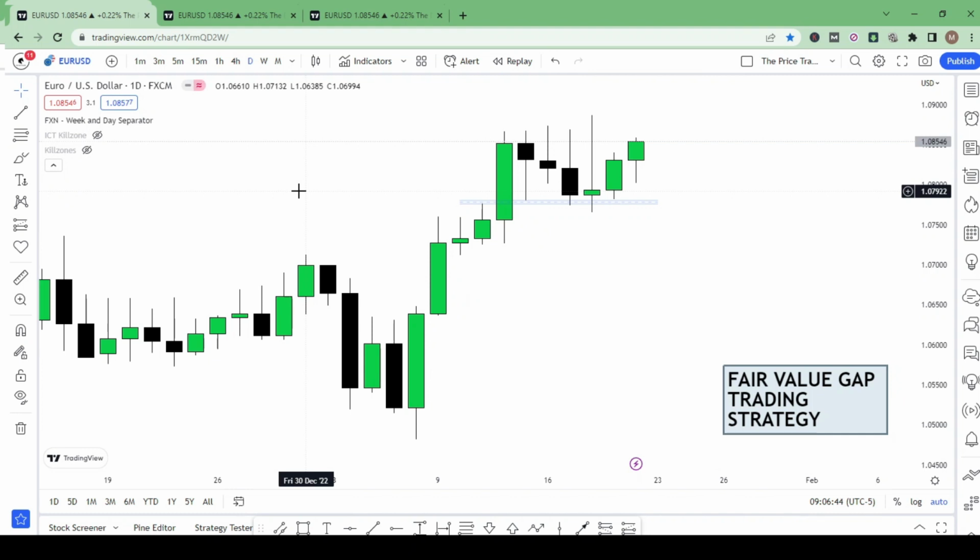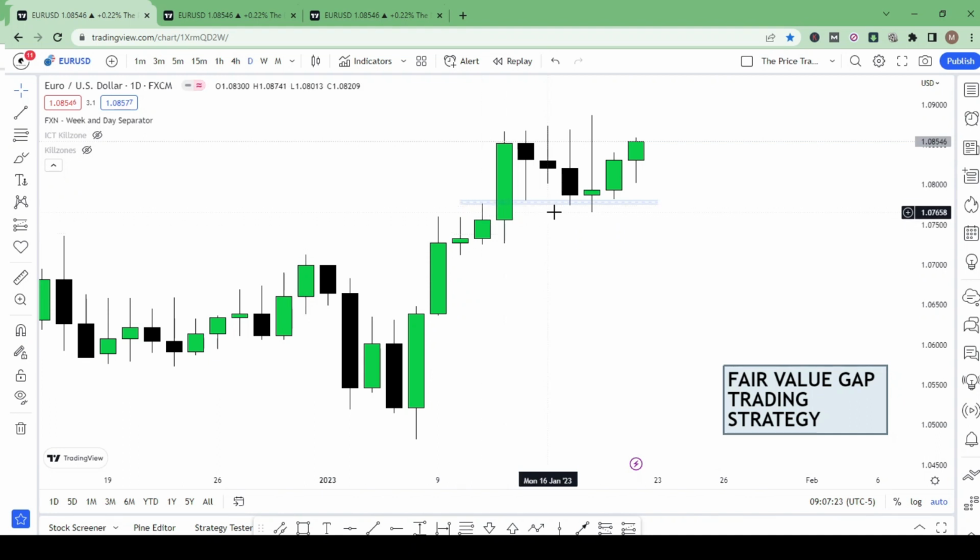So today we're going to be looking at a fair value gap trading strategy that I've personally developed over years of experience. First of all, what I like to do is look at the daily chart. This is the Euro USD daily chart. I like to look at fair value gaps within the daily chart. I start my analysis on the daily chart, and then I come up with a potential area where the market may revisit. In this example, we recently were looking at the Euro USD continuing higher.